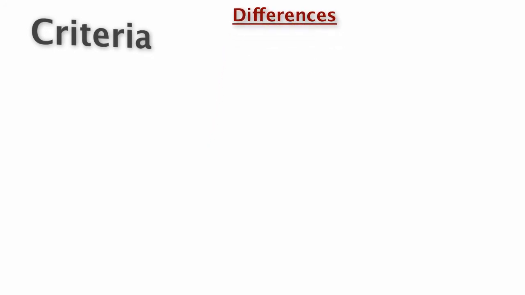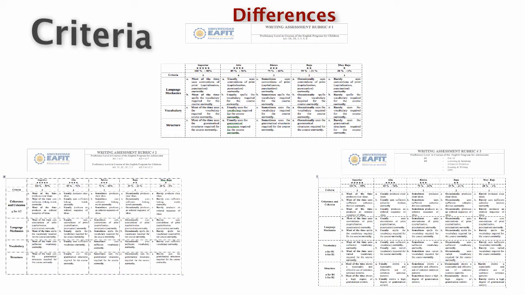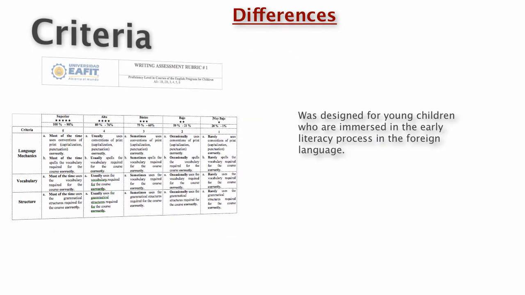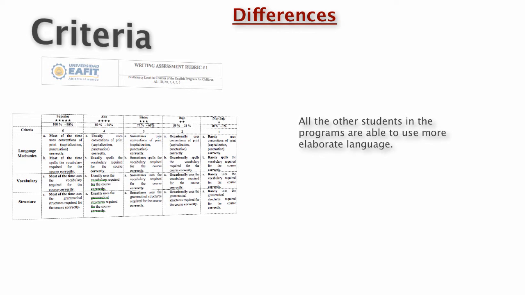Differences. Rubric number 1 includes language mechanics, vocabulary, and structure. Rubrics number 2 and number 3 include 4 criteria: coherence and cohesion, language mechanics, vocabulary, and structure. Rubric number 1 was designed for young children who are immersed in the early literacy process in the foreign language. Therefore, their written production is circumscribed to tracing over words, transcribing words, or creating isolated sentences. All the other students in the programs are able to use more elaborate language.